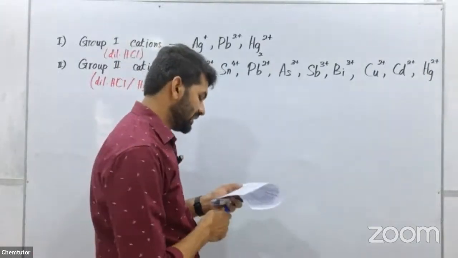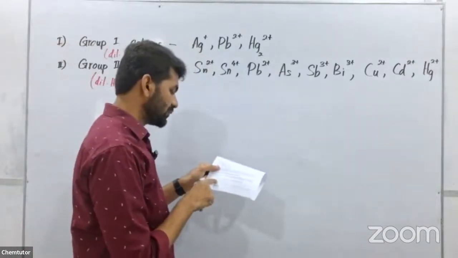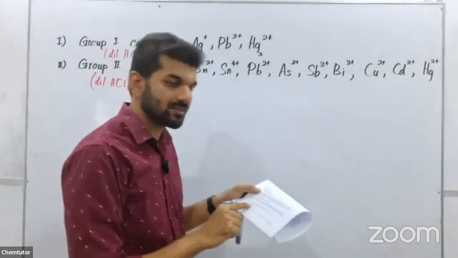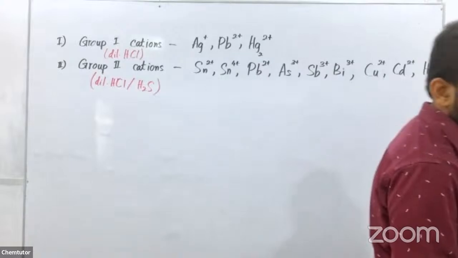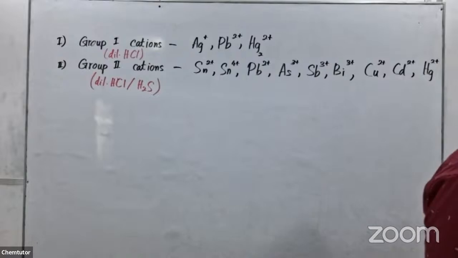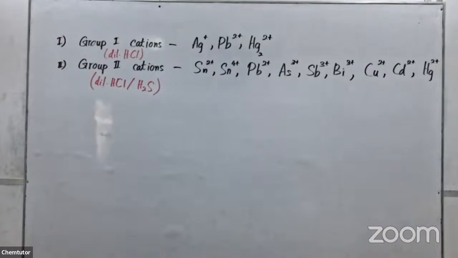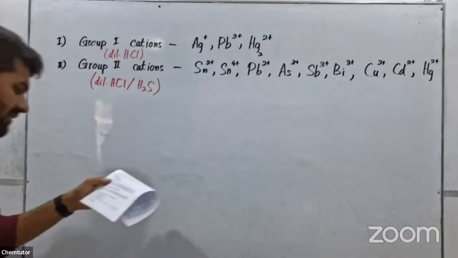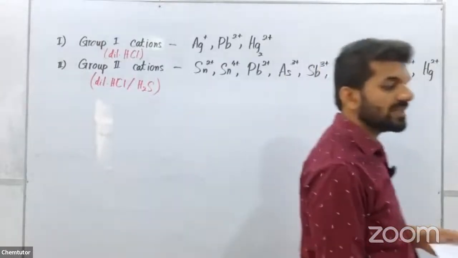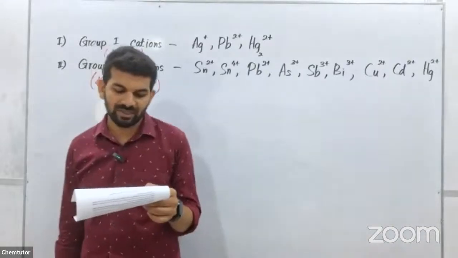Then the other one is SnS. Sn2+ with H2S gives SnS and 2H+. So SnS is a brown color precipitate. Then SnS2 is produced by Sn4+ ions. So SnS2 is a yellow color precipitate.